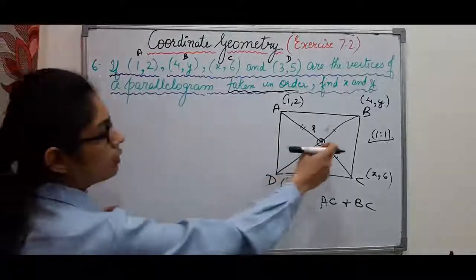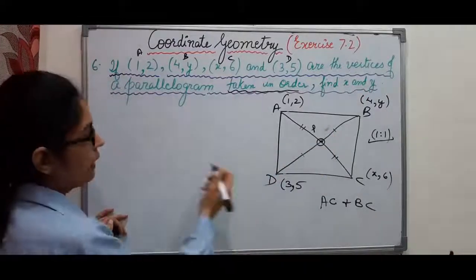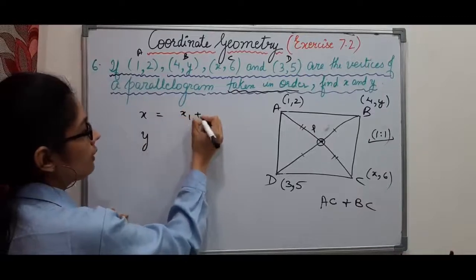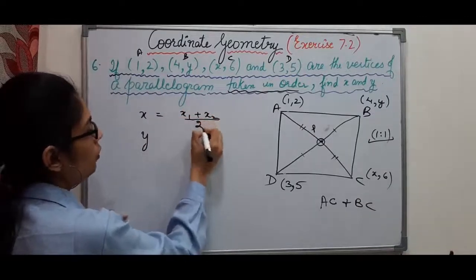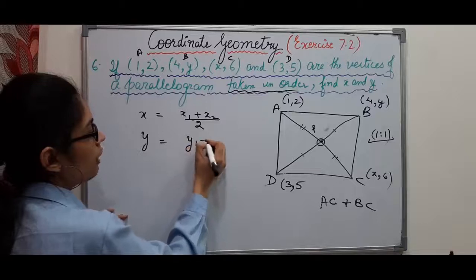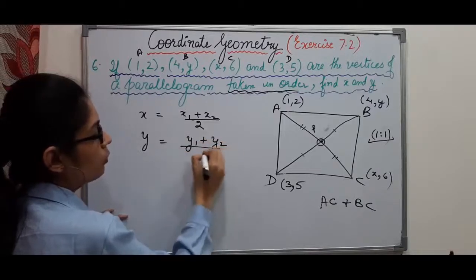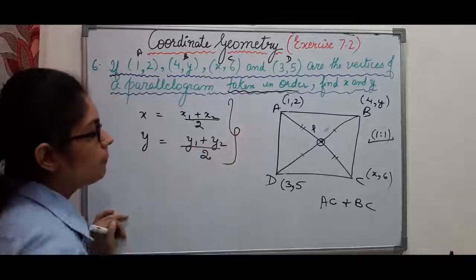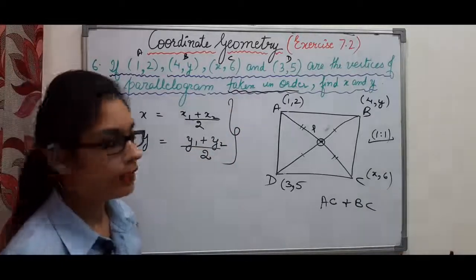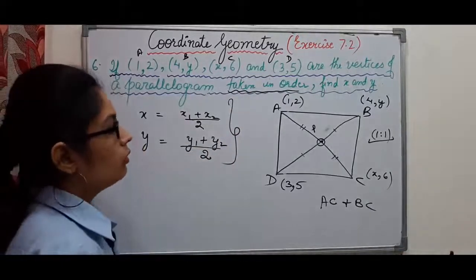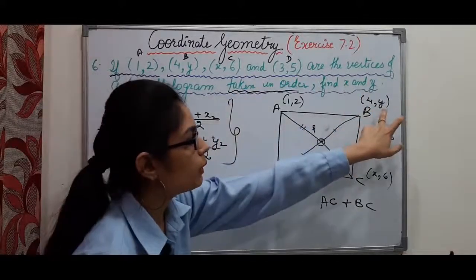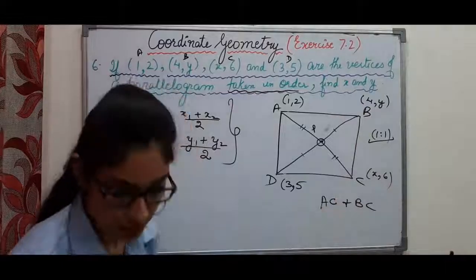Then if this point is the midpoint of the line, the value of x is given by (x1 + x2) upon 2, and y is given by (y1 + y2) upon 2. So directly you can use this formula and find the values of x and y. So that's what we have to find, but here we have to find this x and this y. So let's start.